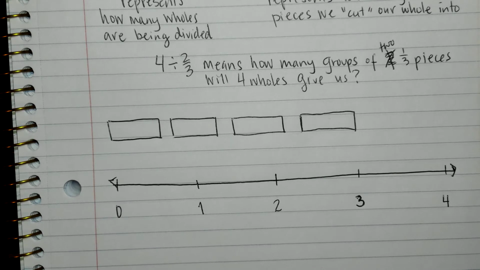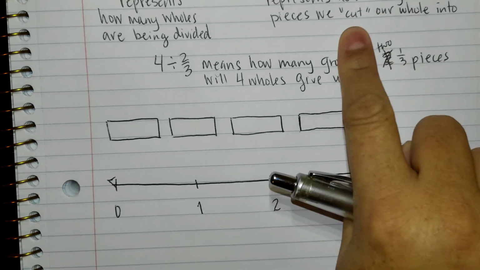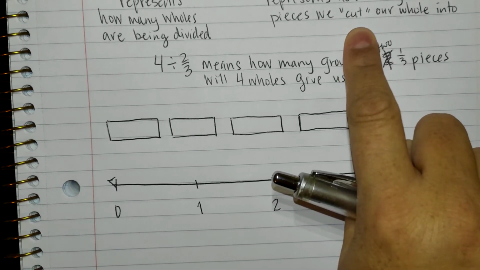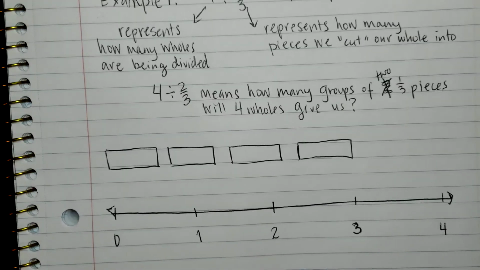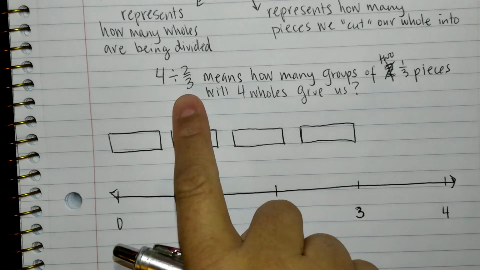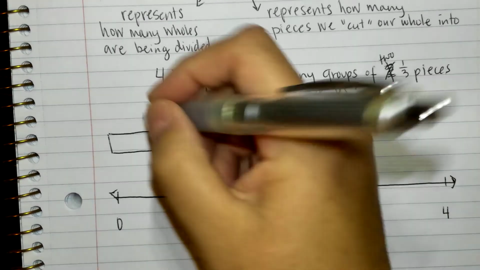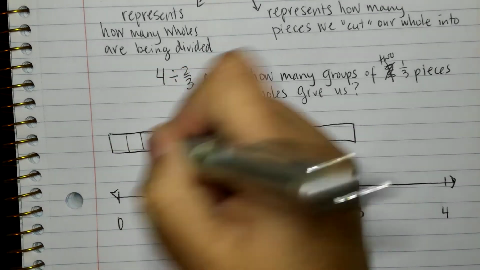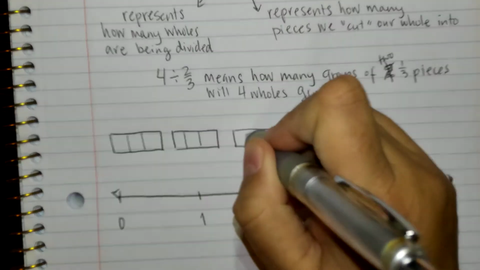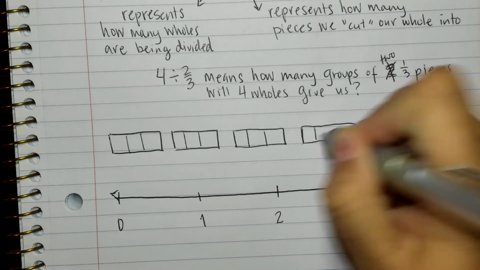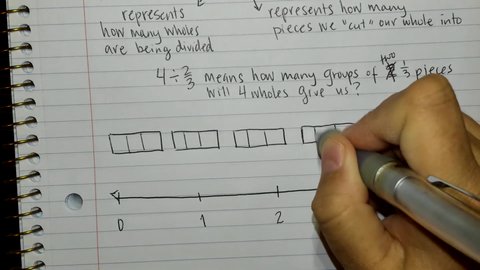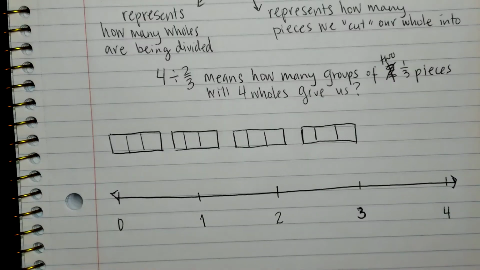So according to our fraction, it wants us to cut our wholes into pieces of thirds based on our denominator. So I'm going to go ahead and slice each of these into thirds. And again, they're not perfect, but we're kind of pretending that they are.